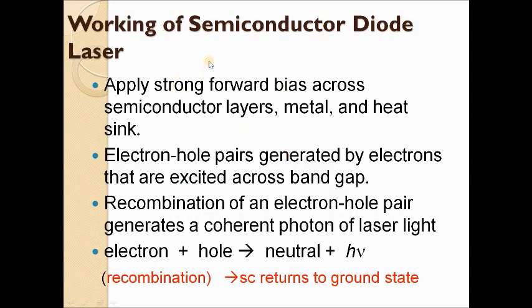Let us study the working of the semiconductor diode laser, and we are going to apply here a strong forward bias. So when we forward bias the junction, the region around the junction contains a large number of electrons in the conduction band as well as holes in the valence band. The electrons and the holes form pairs, and they are going to recombine across the junction, and during this recombination the light photons are going to be produced.